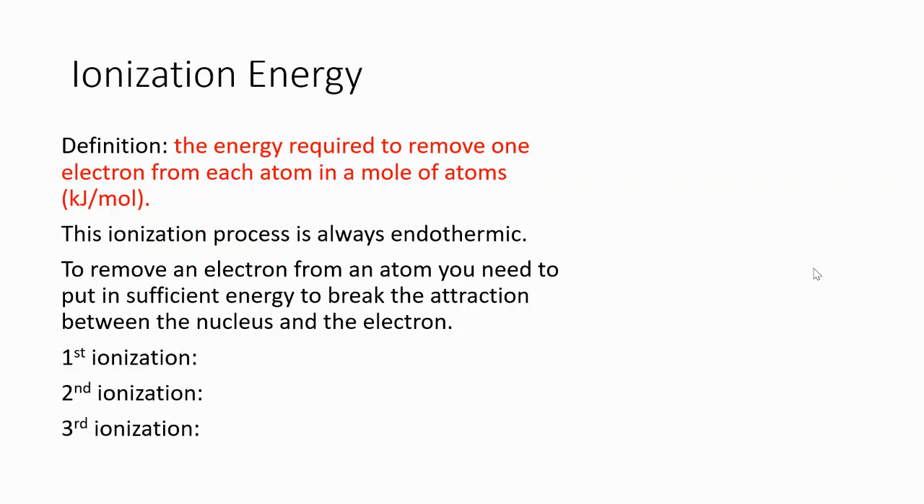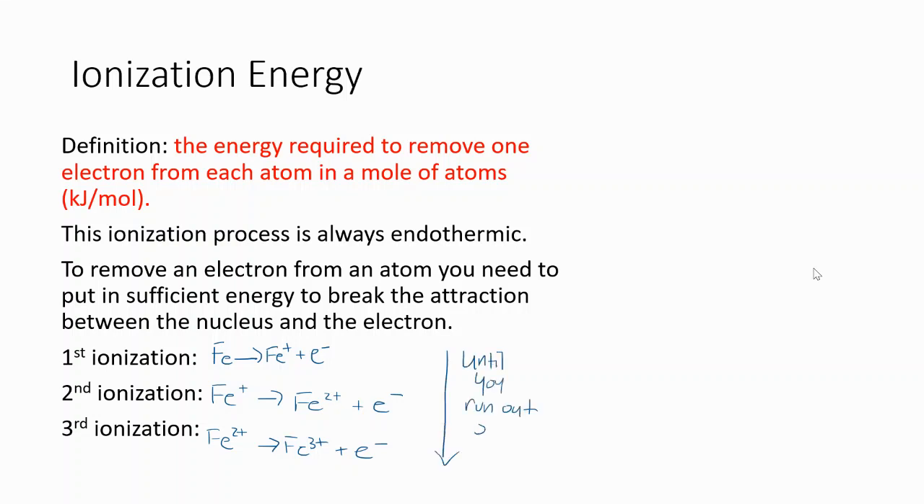We refer to ionization energy as first ionization, second ionization, etc. First ionization is where we have our atom and we take one electron away from that neutral atom. So we now have an ion with a charge. The second ionization is where we take that ion with a charge and we remove another electron. Now we can keep doing this essentially until we run out of electrons.